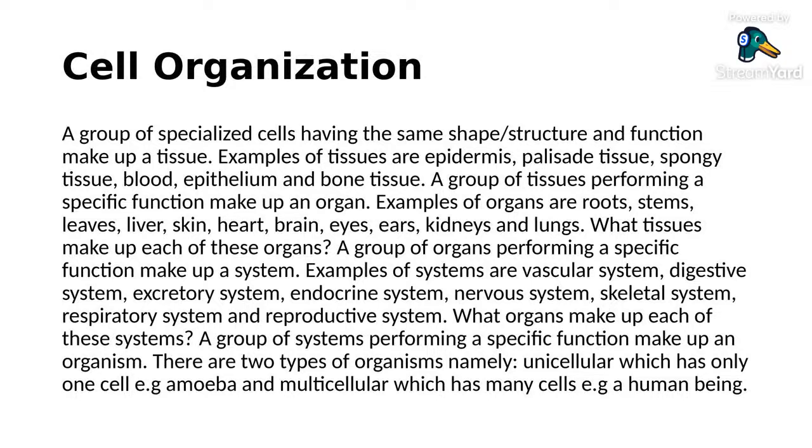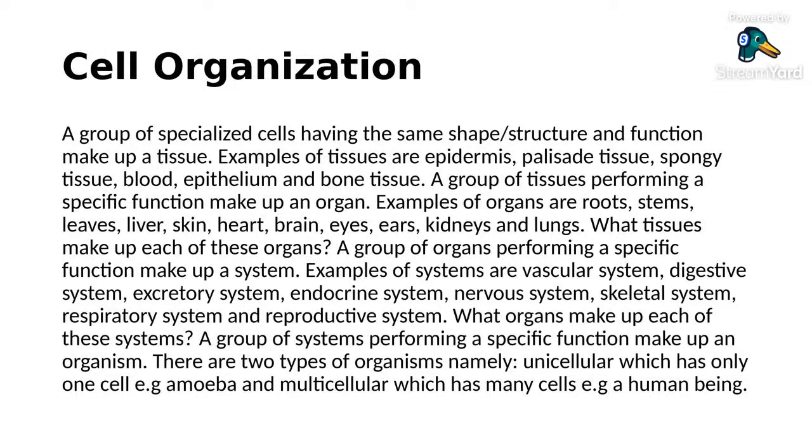Now, a group of organs performing a specific function make up a system. If you're looking at a system, in that system you're going to find organs. For example, let's look at the transport system in animals. In the transport system, you're going to find different organs, and each of these organs performs its own specific function. In the transport system for animals like you and I, we've got the heart.